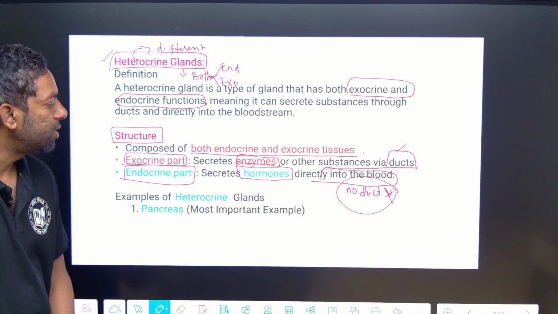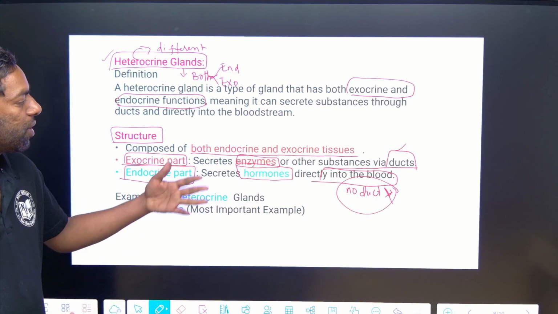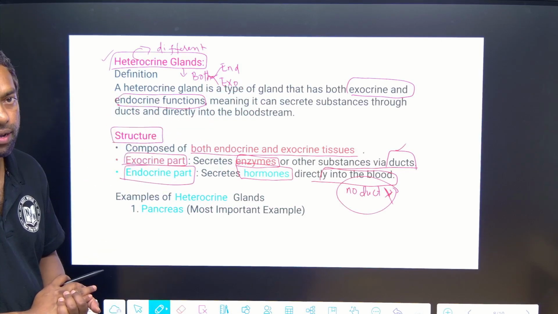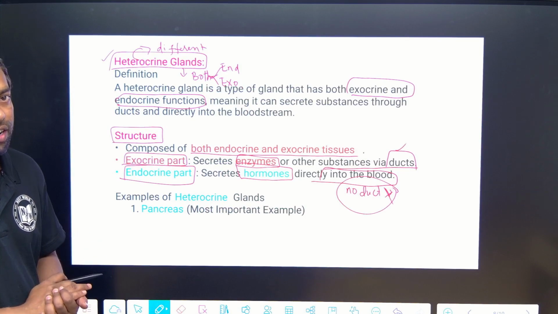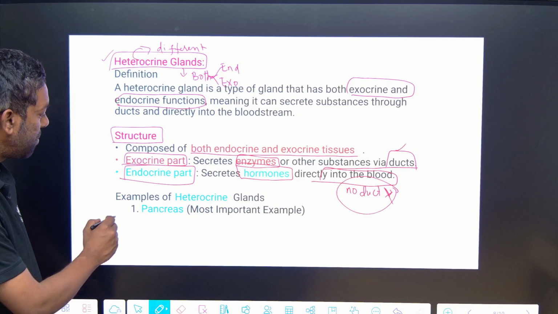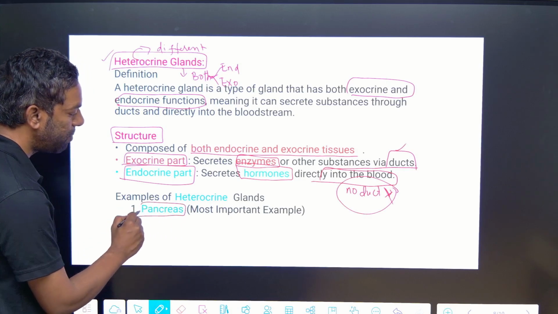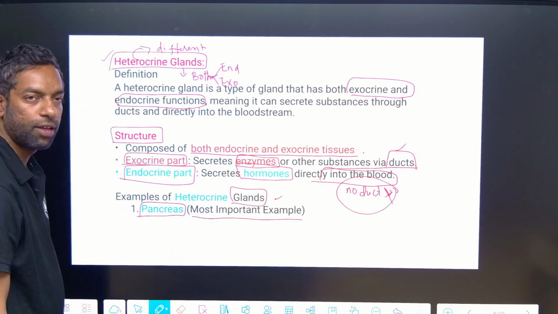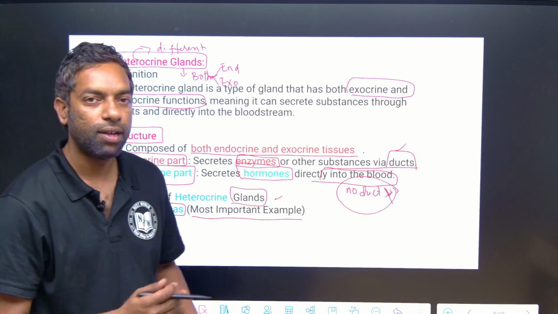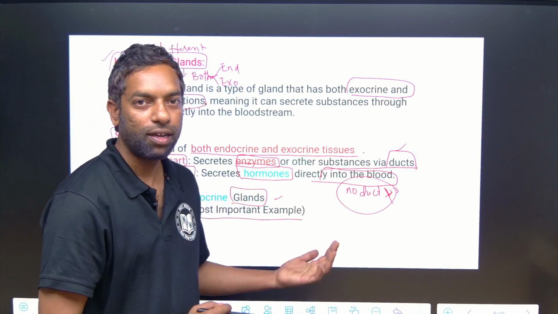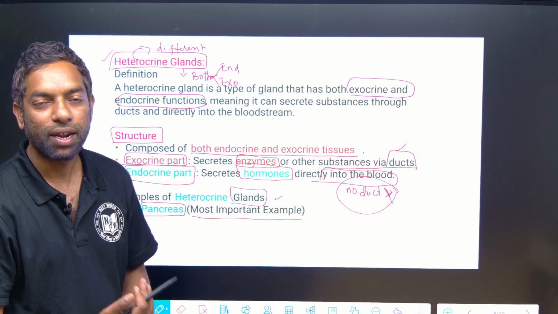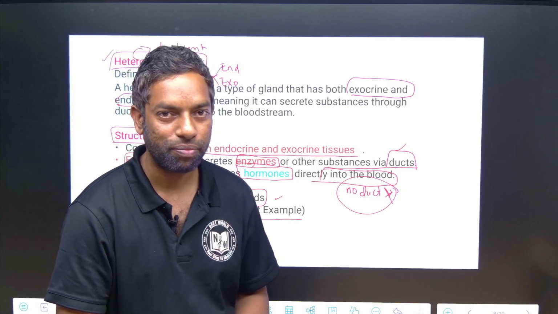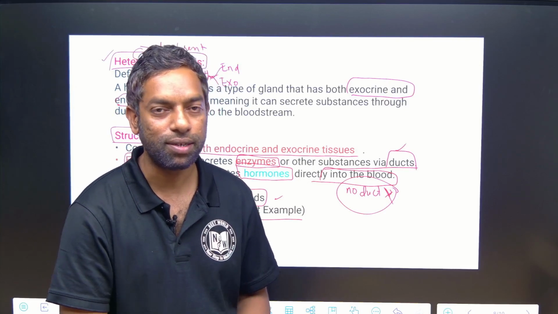Okay, this is endocrine. Endocrine and exocrine together we can call heterocrine. There is a duct and a ductless. As you know, the example is pancreas, the best and most important example. They can ask you everywhere about the characteristics of the pancreas. The pancreas is an associated gland for the digestive system.